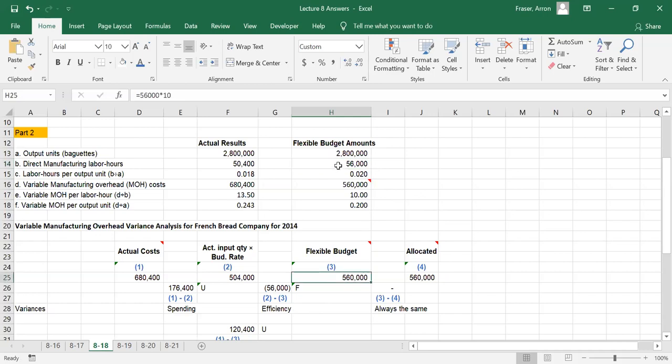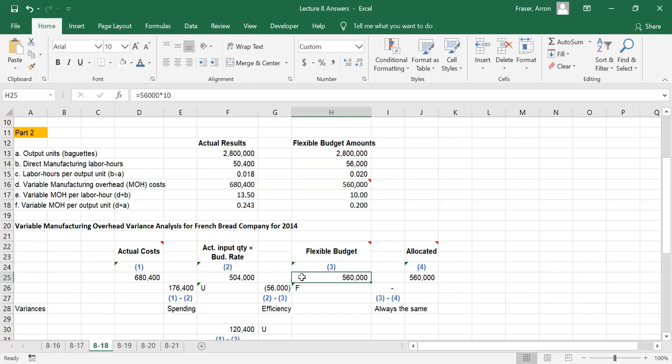And remember, we got that 56,000 by taking the actual output times the standard. So to get a flexible budget amount is the actual output of 2.8 million baguettes times the standard, or what we call the input allowed for that output, which was 0.02 hours per baguette, which will give us 56,000 hours. And then we multiply that by the standard rate that we had of $10 an hour. And that will give us the flexible budget amount.